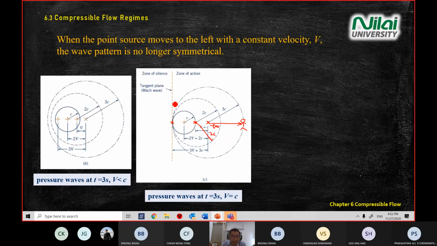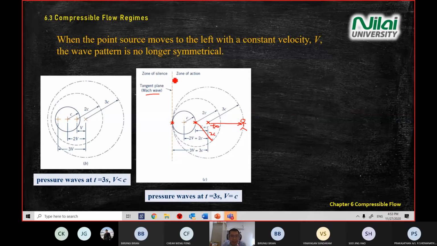you create something called a tangent plane. We call it Mach wave. You have this Mach wave happen at this location. And this Mach wave is a tangent plane, meaning tangent means if you study a circle, there's one point that is only touching one point, and there's a plane that you can refer to all these pressure waves. And this plane we call the tangent plane.